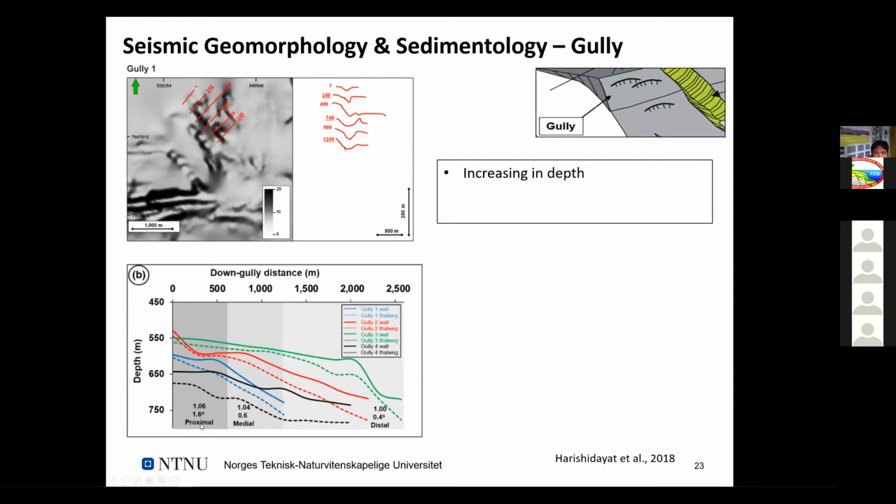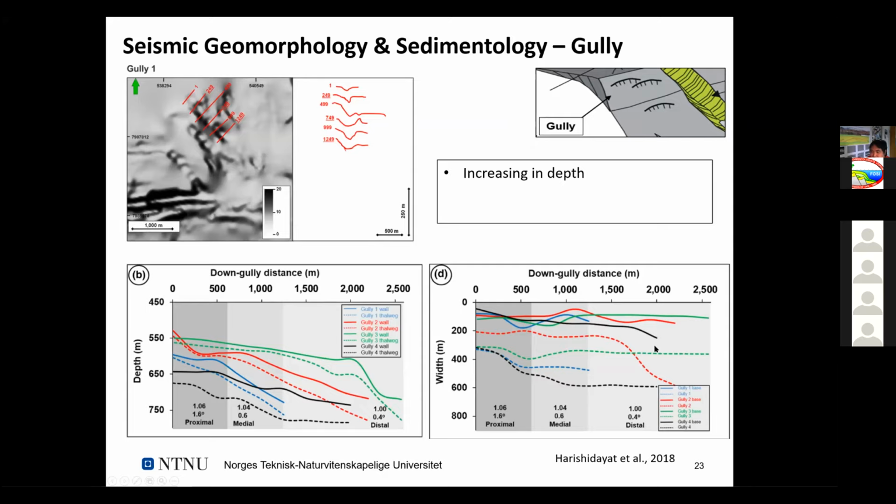Of course, you are increasing in the depth, but if you look at the width, remember comparing to a canyon where we have a very undulating curve, now in this gully the width is more or less the same. There is no significant change in the gully. There is some significant change in this red gully because we have slides or mass movement inside the gully, but overall more or less the same. So it means we have less variation in width and depth, and the general trend is increasing.